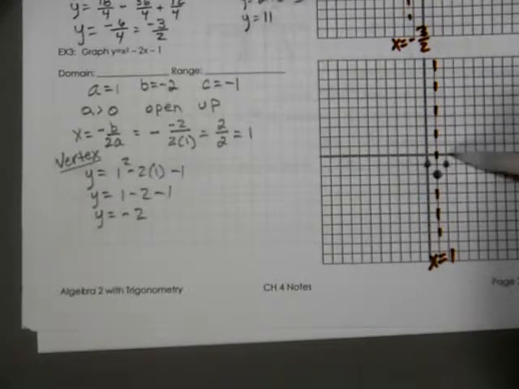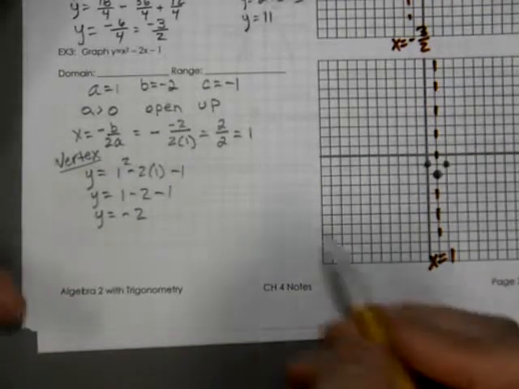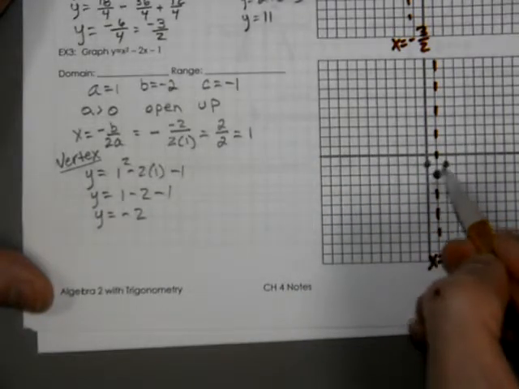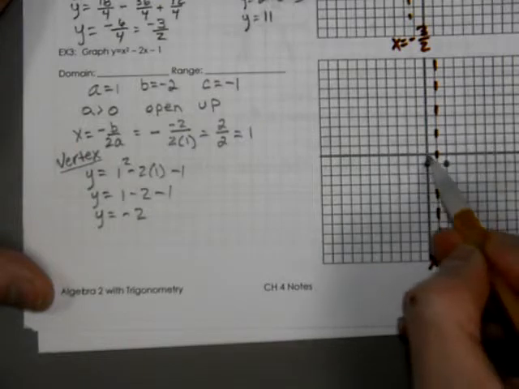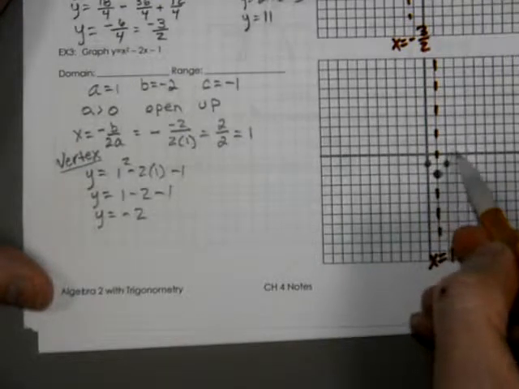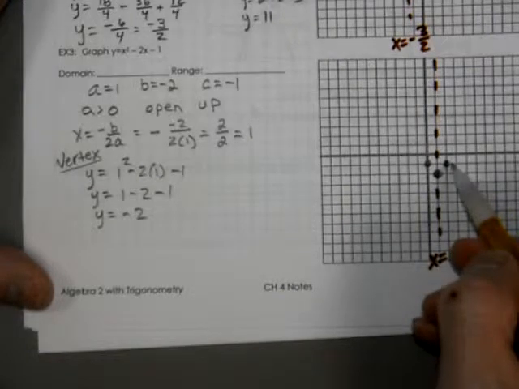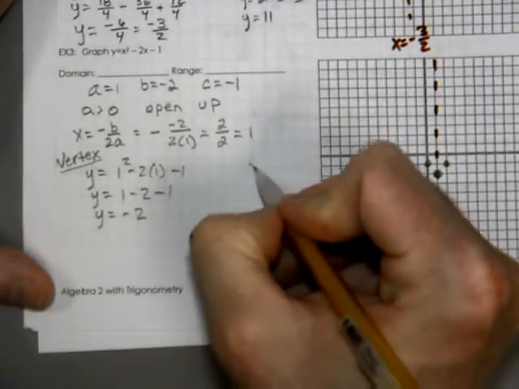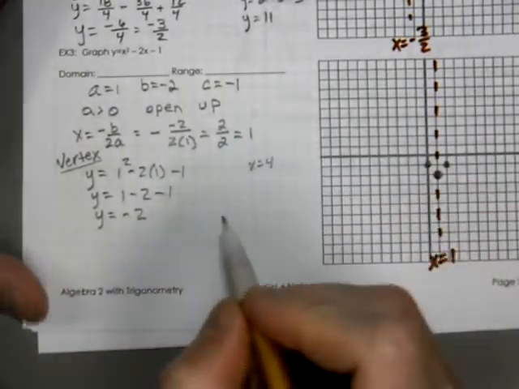Now we're going to test another point. You can either pick a point to the right of the line of symmetry, or you can pick a point to the left of the line of symmetry. It would not matter. I always like to test the next point typically to the right. So if this is 1, this is 2, I don't know what happens when x is 3, or even when x is 4. Either one of those would be fine. Let's go to x equals 4. Let's see what happens.